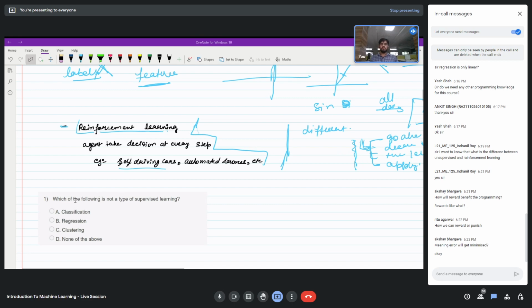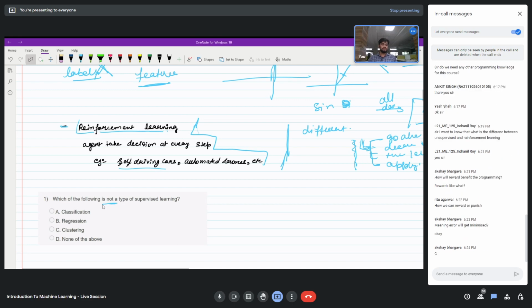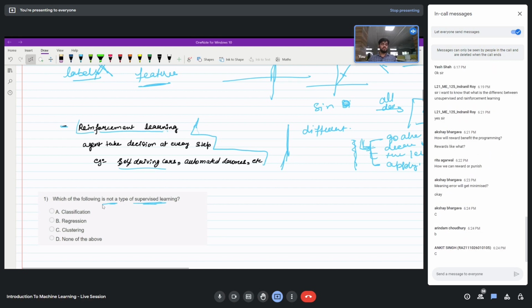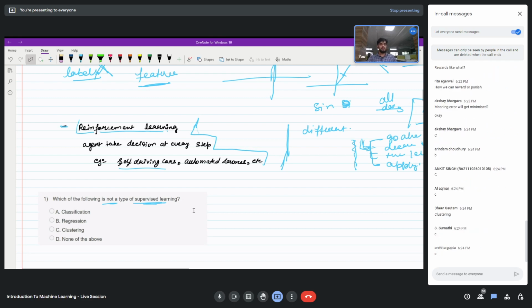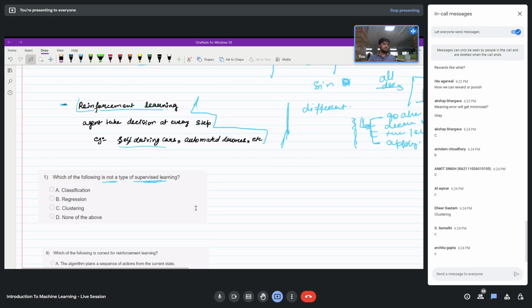You can type in the chat box. This is the first question. Which of the following is not a supervised learning? So what do you think is not a supervised learning among this? Option C, correct. Yeah. So clustering is not a supervised learning. Clustering is unsupervised learning.